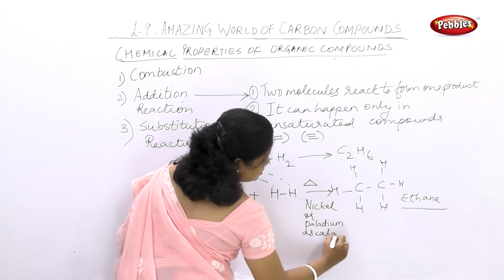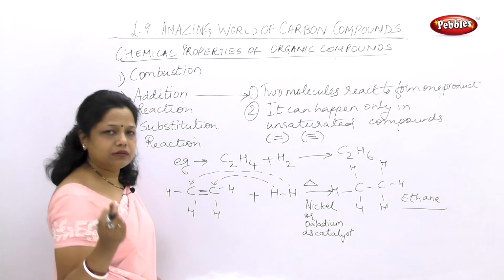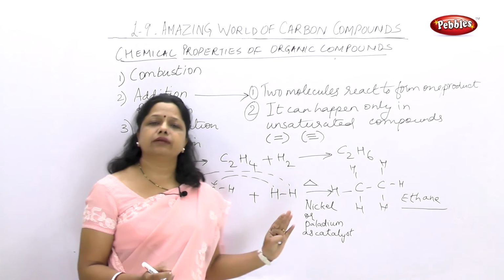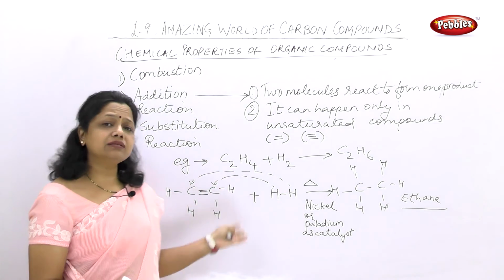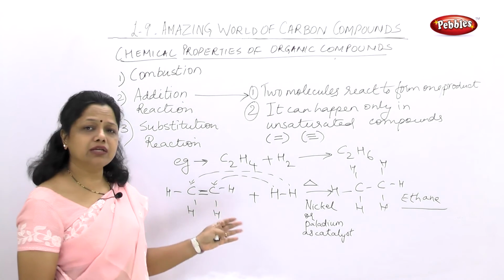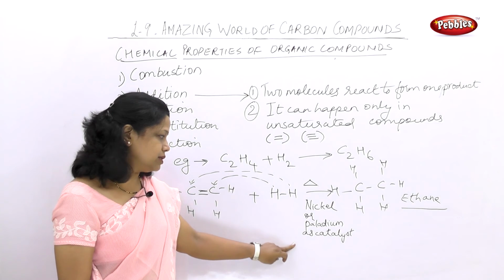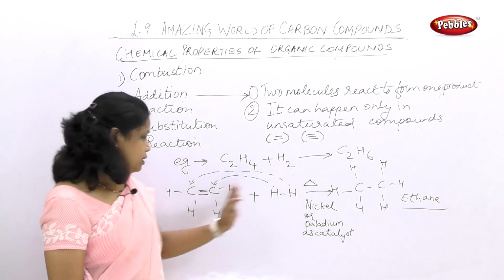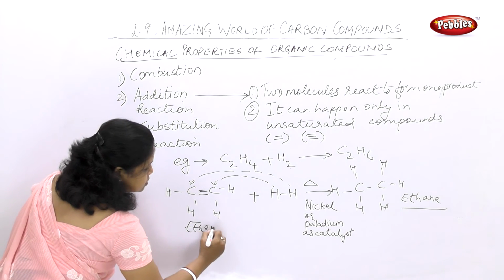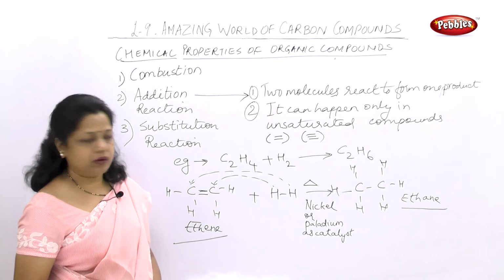What is the catalyst? Catalyst is a thing which when added to a reaction does not take part in the reaction, but it increases the speed of the reaction. So this addition reaction speeds up if I put nickel or palladium as a catalyst and I provide heat to it. This ethene changes to ethane by breaking of this double bond.